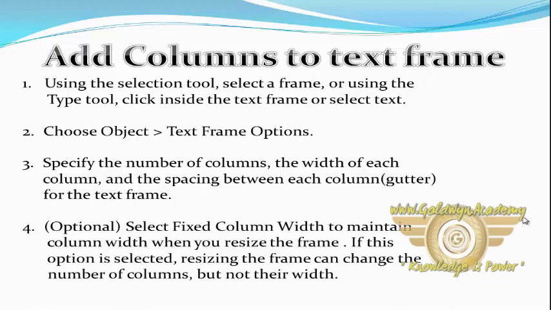Using the selection tool, select a frame, or using the type tool, click inside the text frame or select text. Choose Object, then Text Frame Options. Specify the number of columns, the width of each column, and the spacing between columns for the text frame. Select Fixed Column Width to maintain column width when you resize the frame. If this option is selected, resizing the frame can change the number of columns but not their width.